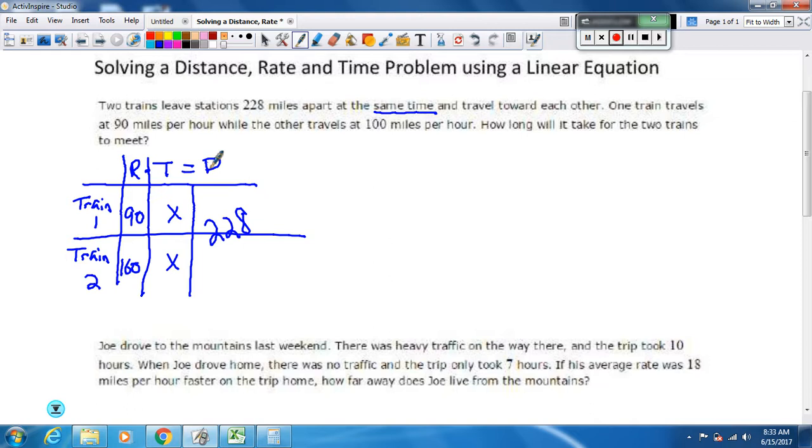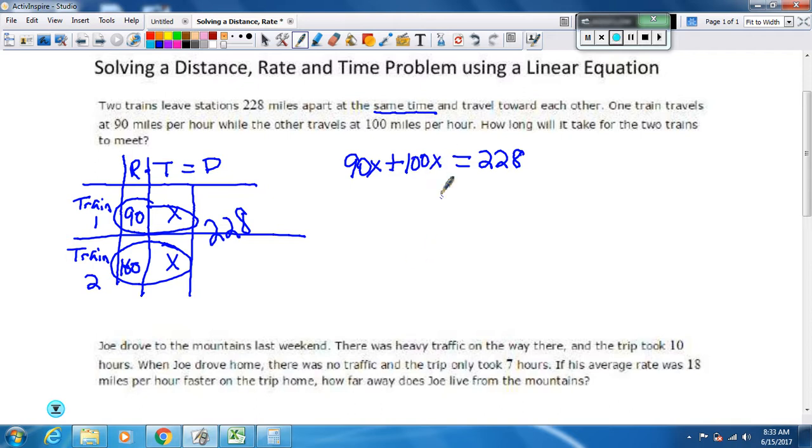Well, since rate times time equals distance, and I know the distance is 228, I'm going to have something equaling 228 because that's the distance. So what that something is, you have to multiply this together because it's rate times time. So 90 times x is 90x. And then you have another train, so you got to add that one to it. 100, sorry, this is a 0 here. 100 times x is 100x.